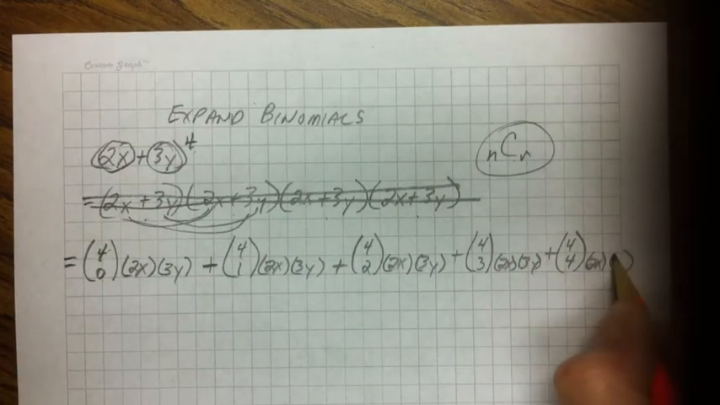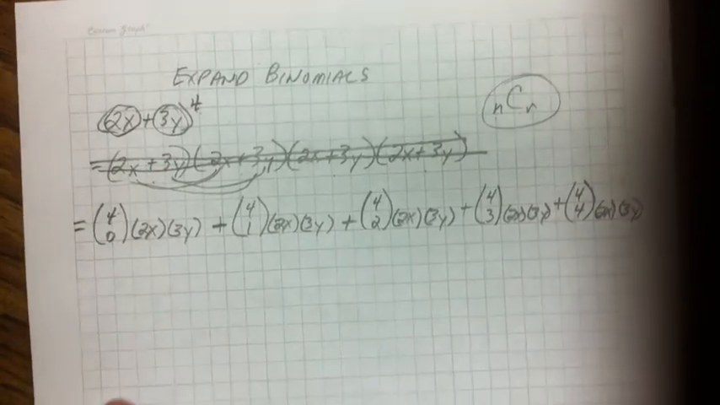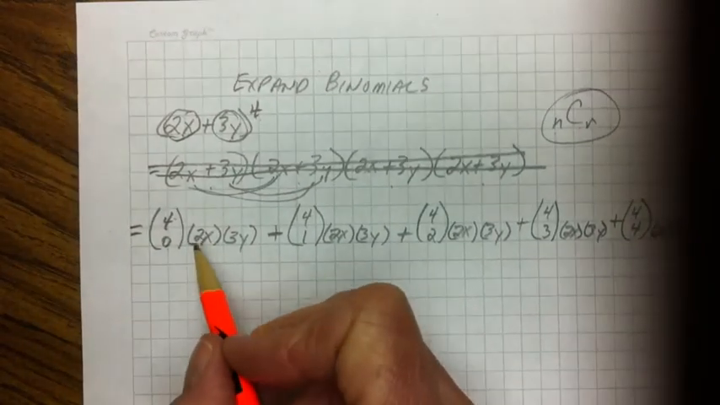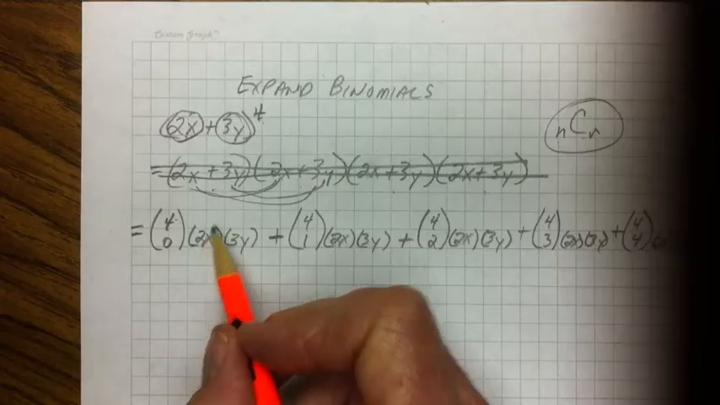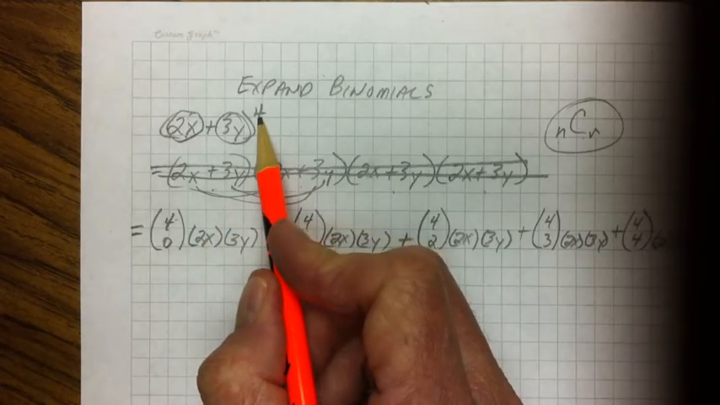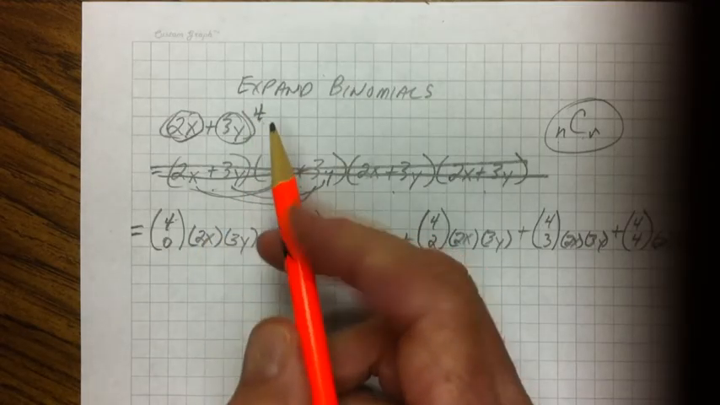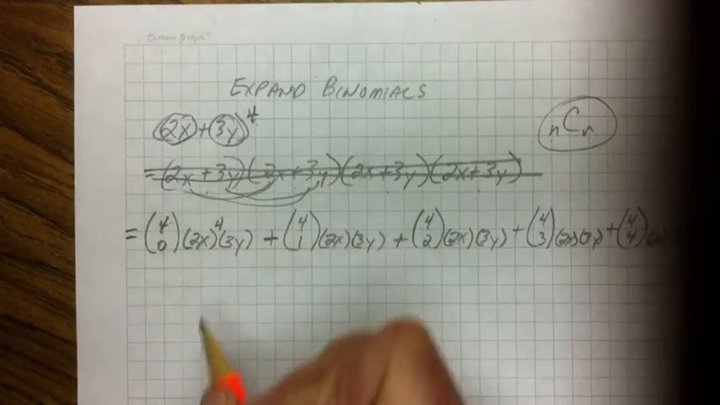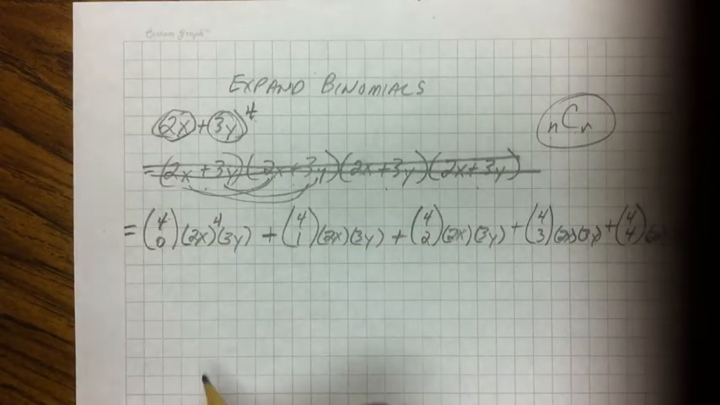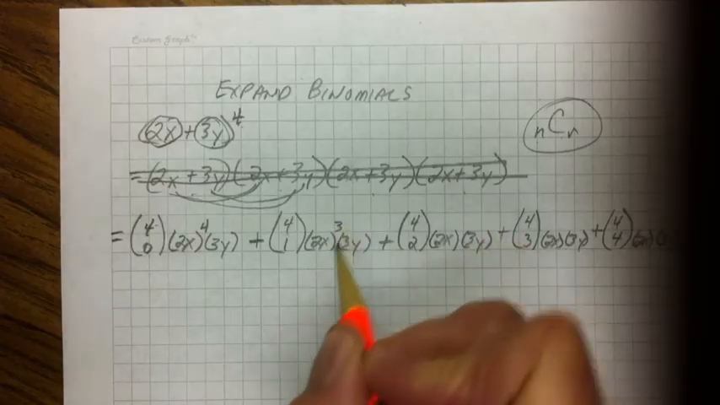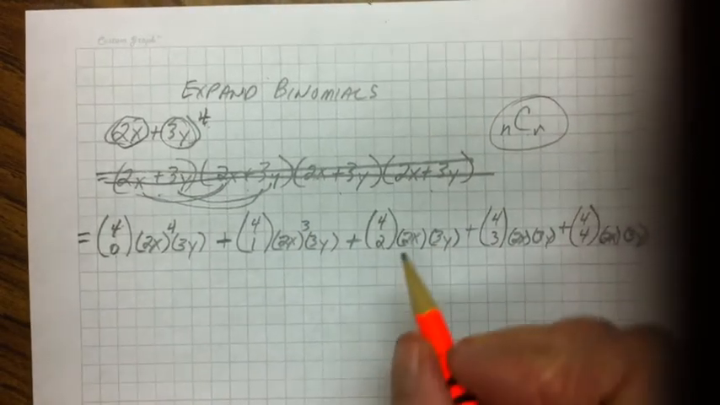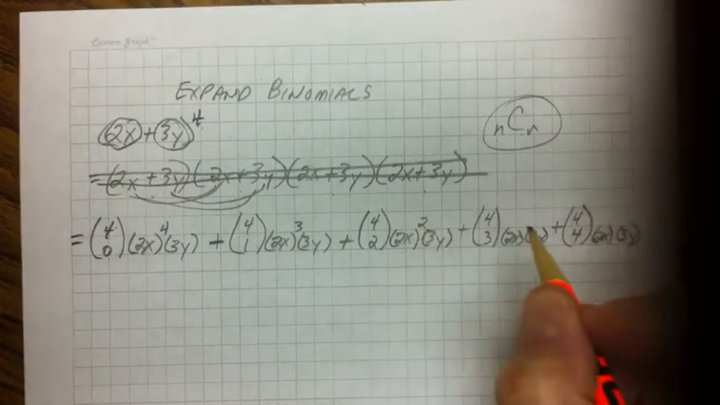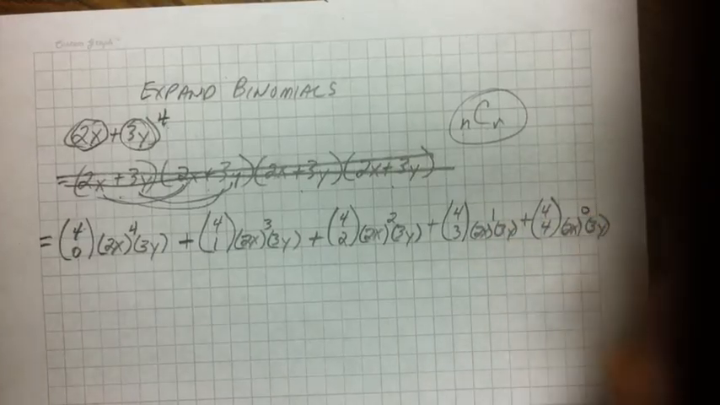All the way down. And the last thing we have to do is put exponents on these. Now, we start by putting an exponent of 4, that's the exponent we're starting with, outside the 2x group. And the next 2x group has an exponent of 3. It goes down 1. And the next 2x group has an exponent of 2, and then 1, and then 0.